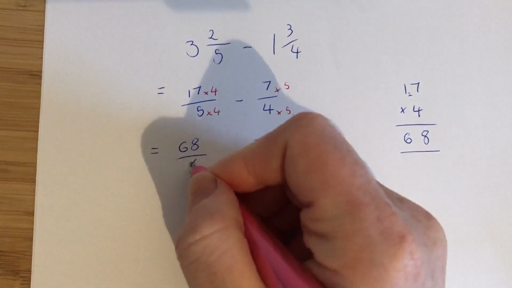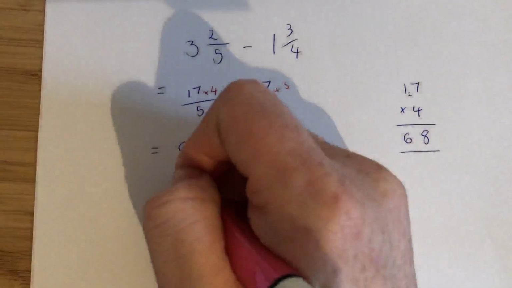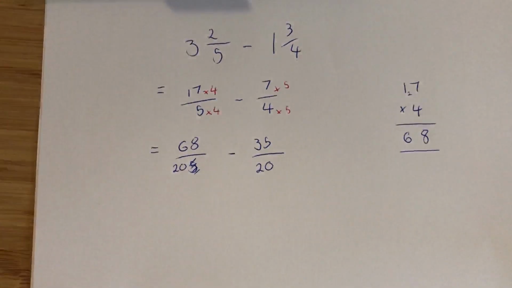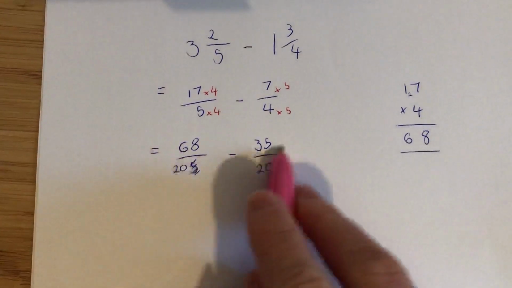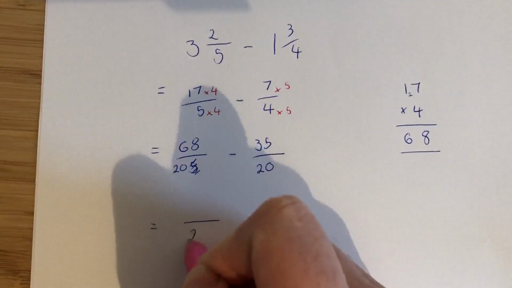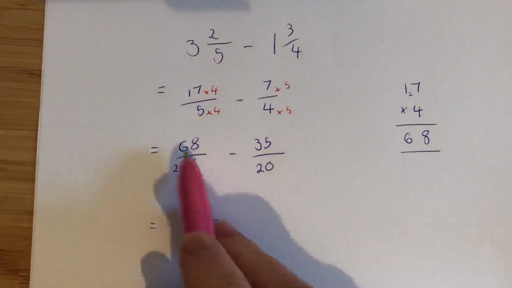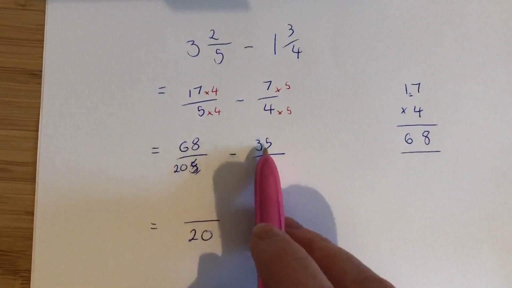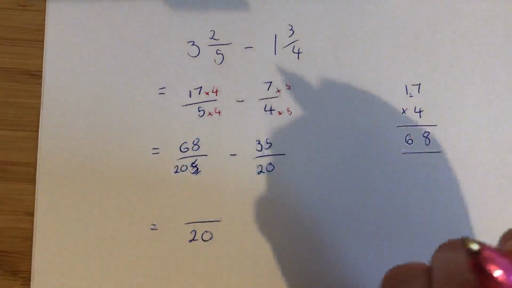Oh, sorry. Done exactly the thing I shouldn't have. 68, hopefully you noticed that, over 20 minus 35/20. So now we just have to subtract. We know that it's going to be 20ths. We just need to do the 68 minus the 35, which is going to be 33.